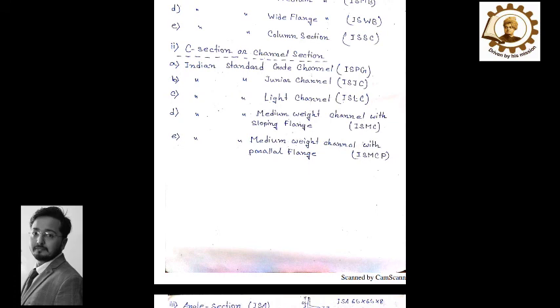So these are the basics of standardized steel sections. These are the names of steel sections which are available in the market and which we have to use for design purposes. So that's all for the introductory part of the design of steel structures subject.